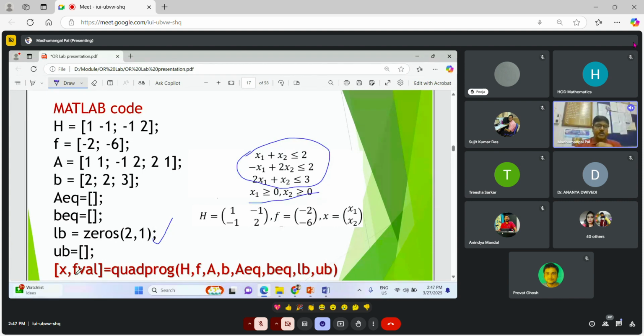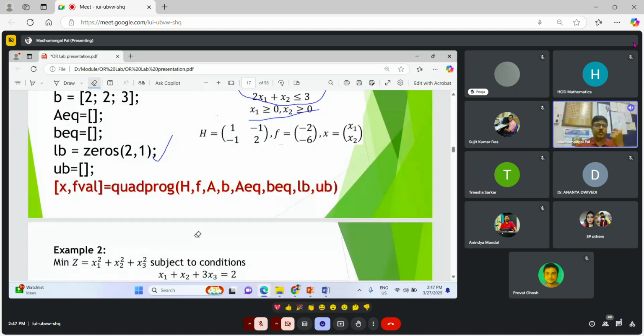Okay, and here see that UB equal to null vector. That means there is no restriction on the upper bound, so we have not mentioned any argument for the upper bounds of the variables. So this red marked code represents the representation for the quadratic programming problem. quadprog is the corresponding function, H is the symmetric matrix, f is the linear part, A is the coefficient matrix for the less than or equal to constraints, B is the right hand vector for the less than or equal to constraints, Aeq and Beq are for the equality constraints.